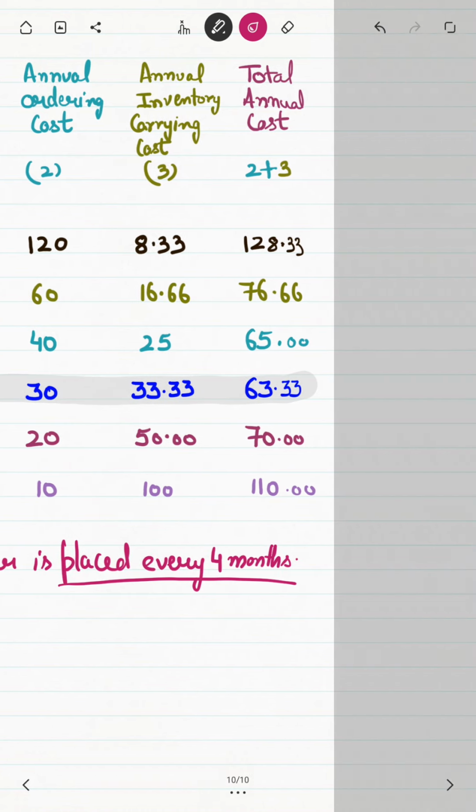The next method is graphic representation. Now through the graphic representation, we can calculate the low point and thus determine the economic order quantity. Now let us draw a graph first, through which we can place our different values.